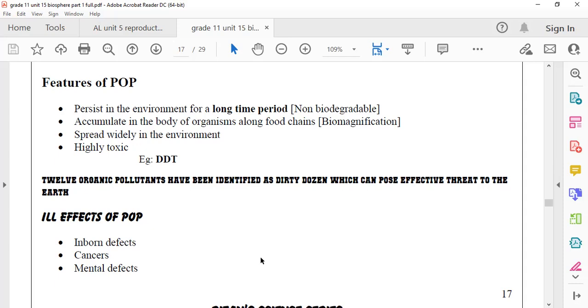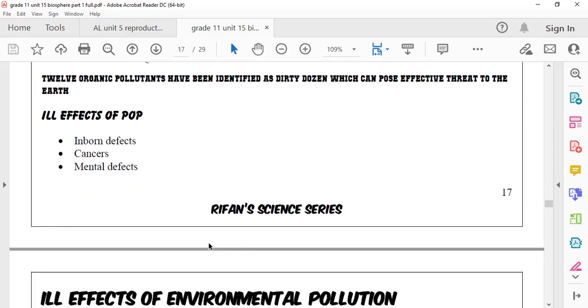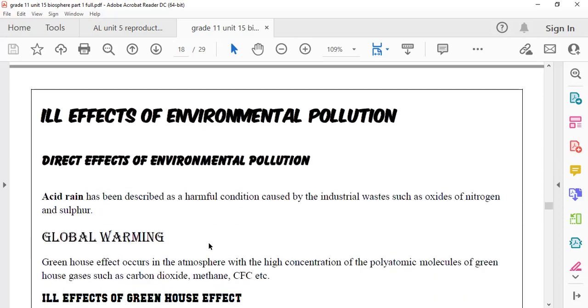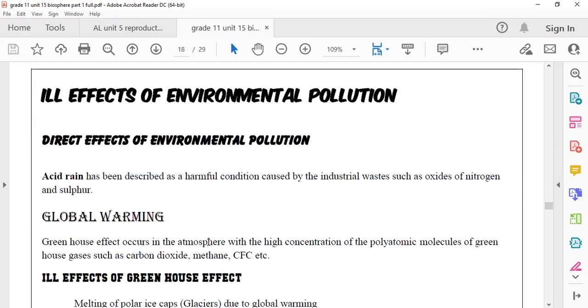So in this way, if you consider, POP has several ill effects. Now we are coming to the heading called ill effects of environmental pollution. Now, environmental pollution is occurring, so environmental pollution has several ill effects. These ill effects are divided into two. One we call direct effects, the other we call indirect effects.